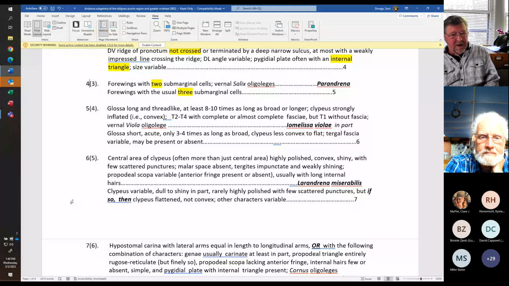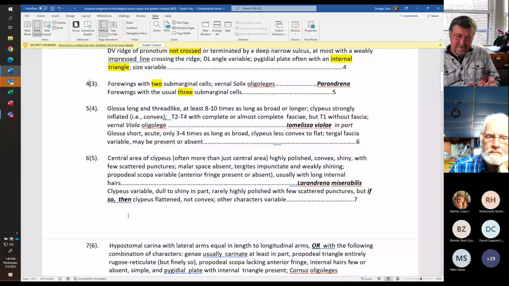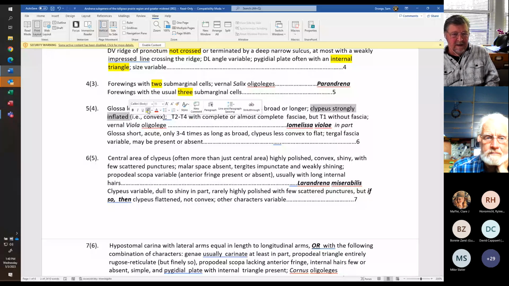Then there's another strange, very unique one, which used to be in a separate genus called Iomelissa. Now it's a subgenus of Andrena, but at the moment there's only 1 species in that subgenus, and that's Andrena violae. It stands apart in the east because it has a very long tongue.